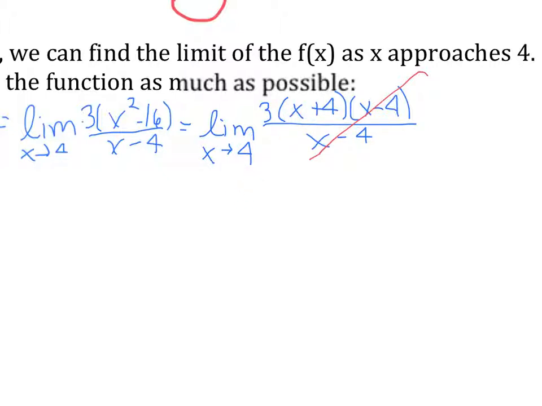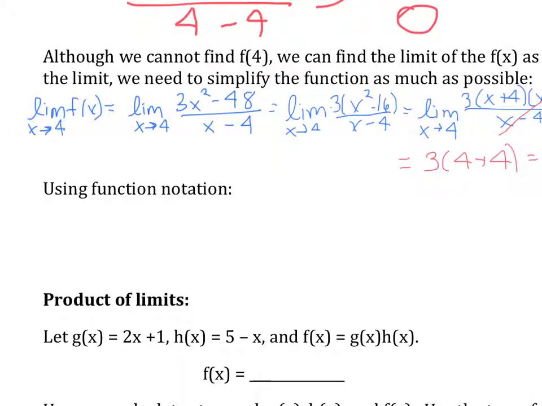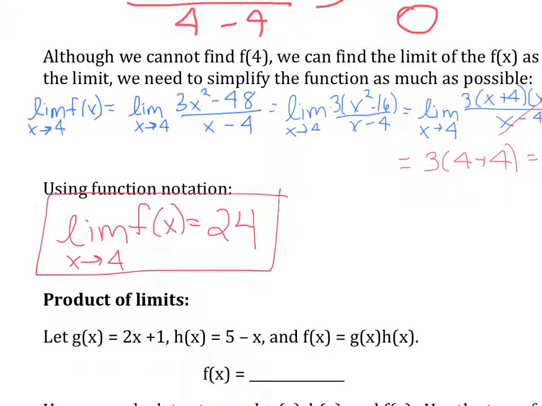So now that I'm taking the limit, I no longer need to write limit. I'm doing it. So this is going to get me to 3 times (4 plus 4), which is equal to 24. So as a final answer, I would write the limit as x approaches 4 of f of x is equal to 24. There you go, full credit. Awesome.